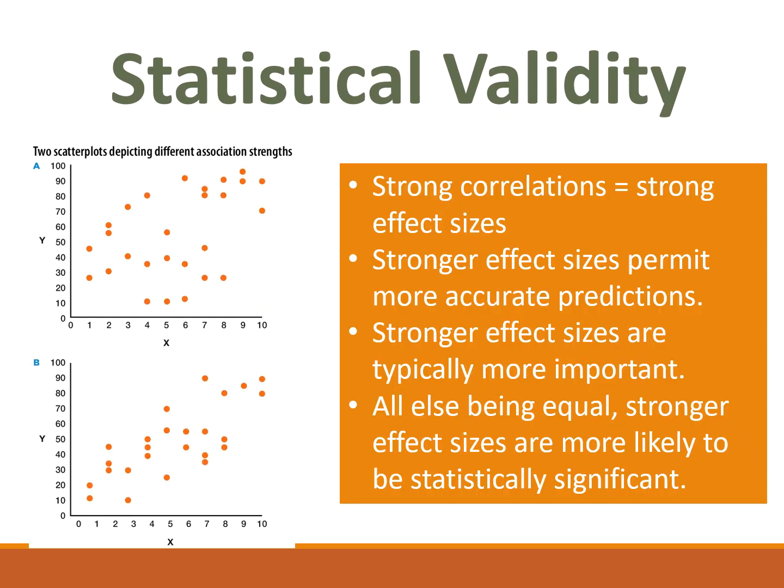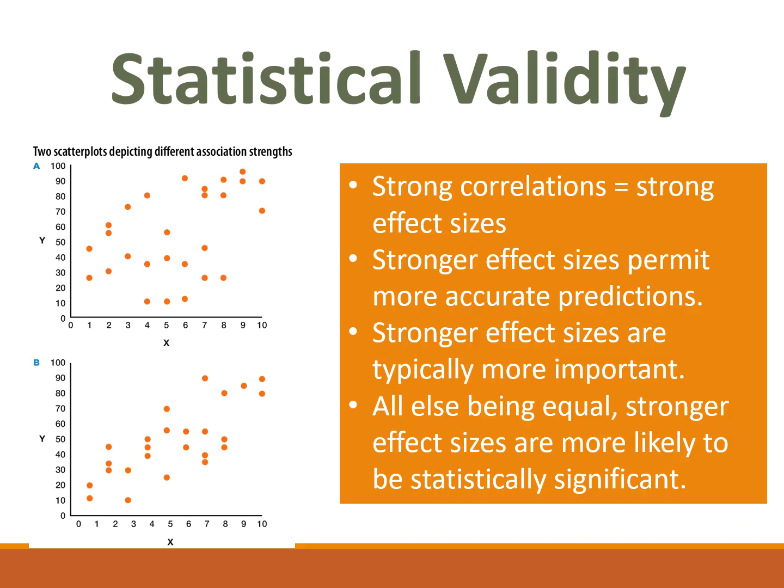So generally speaking, the stronger the correlation, the stronger the effect size. Stronger effect sizes permit more accurate predictions, and stronger effect sizes are typically more important. All else being equal, stronger effect sizes are more likely to be statistically significant.